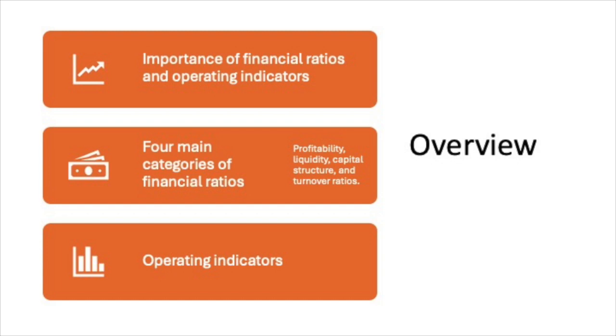Now we're going to focus on four main categories of financial ratios: profitability, liquidity, capital structure, and turnover ratios. We'll also discuss the importance of operating indicators in assessing performance. So, let's get started.